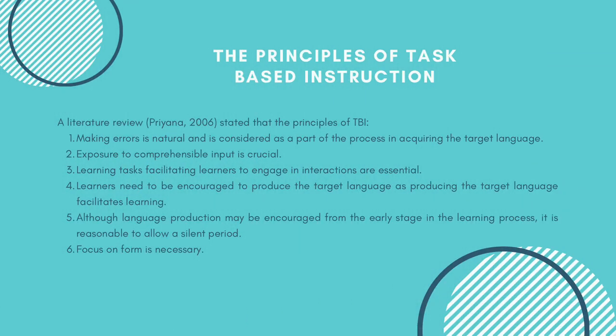A literature review, Priyana 2006, looking at the learner language, the rules of input, output, and explicit grammar instruction, as well as the significance of individual differences, show that a number of principles need to be considered in developing sound second or foreign language instruction. The principles include: 1, making errors is natural and is considered as a part of the process in acquiring the target language. 2, exposure to comprehensible input is crucial.